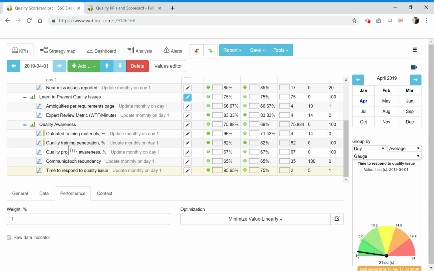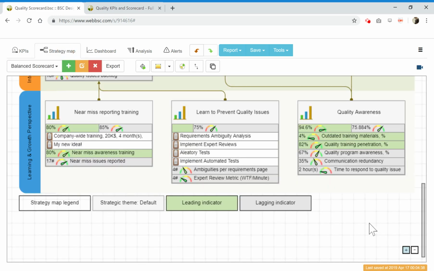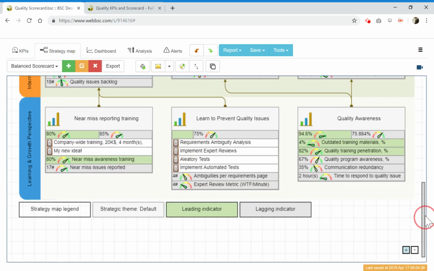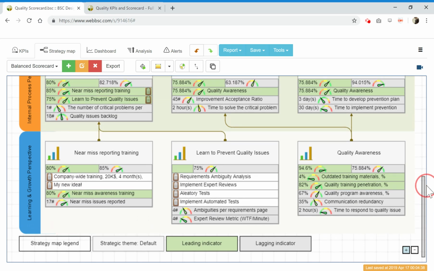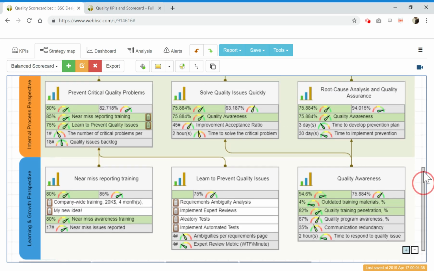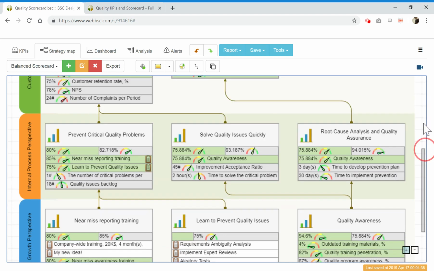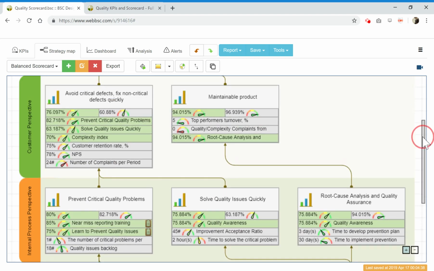What about training penetration, for example? The more people participated in the training, the better. So we have here maximize, and this chart has a green zone on the right. So I think it's enough of technical detail. Let's review the strategy map itself. Let's see how the logic flows on this strategy map.